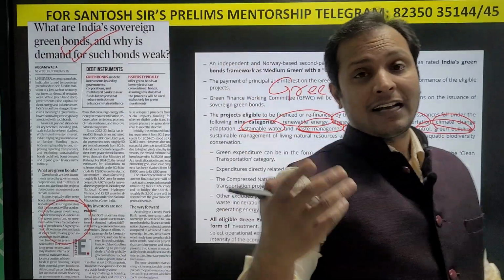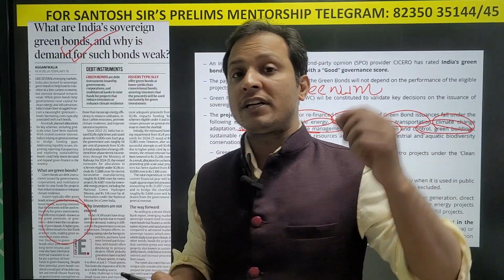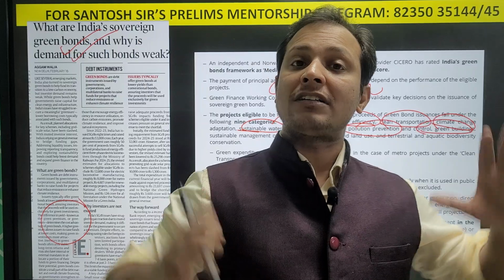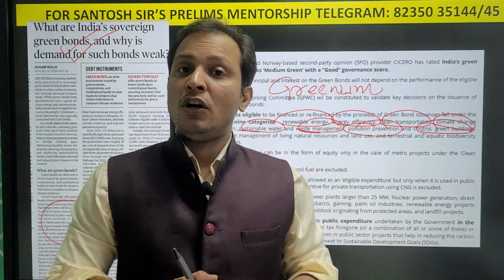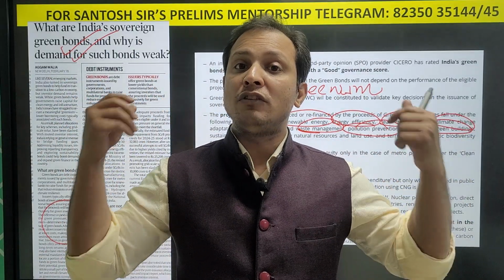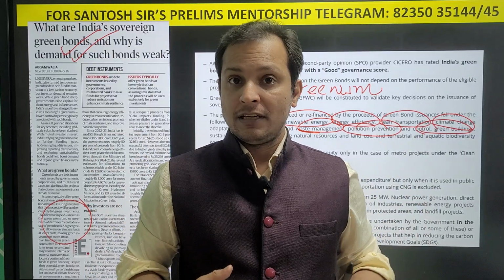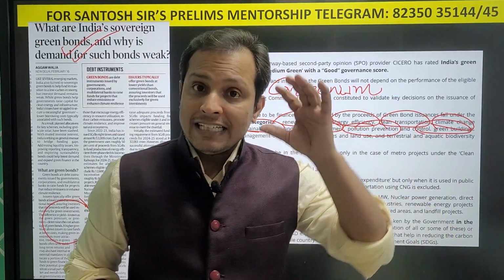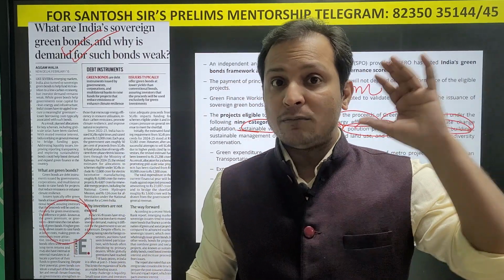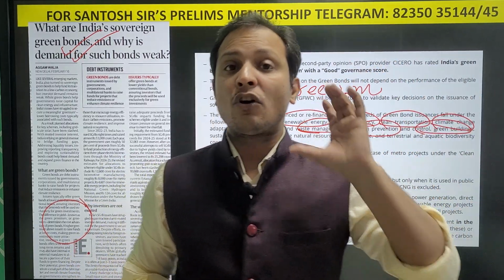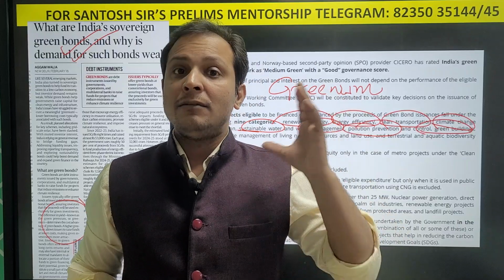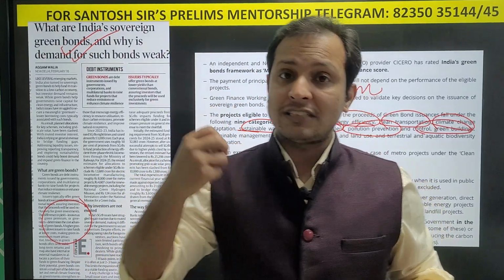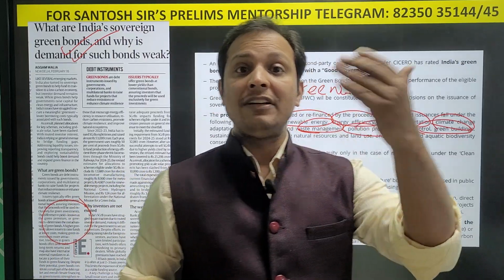So they can ask you what these sovereign green bonds are. The word sovereign means backed by the government. Sovereign green bonds are bonds issued by the government of India to mobilize finance which will be used for sustainable development. But here there is a catch. The catch is that the yield offered by the sovereign green bond is a little less than the normal bond. Why is it less? Because obviously these are sustainable projects, so obviously they will carry a premium.